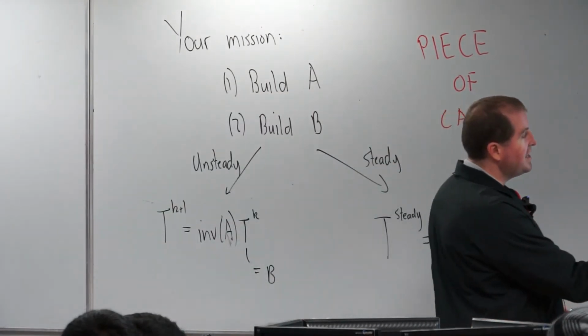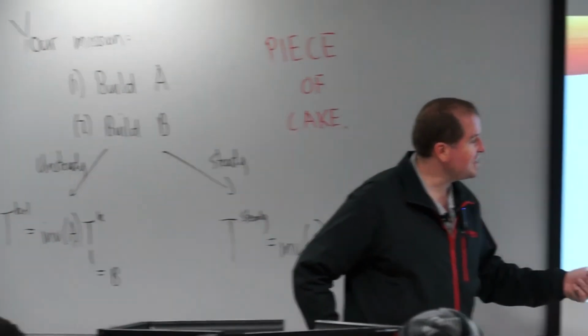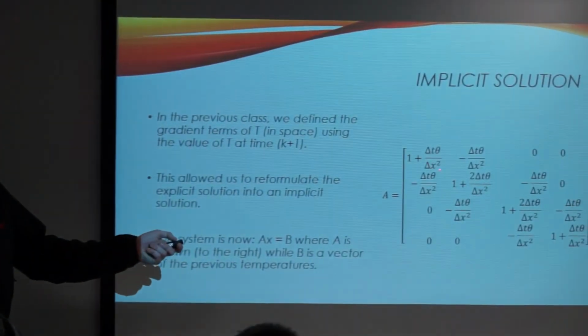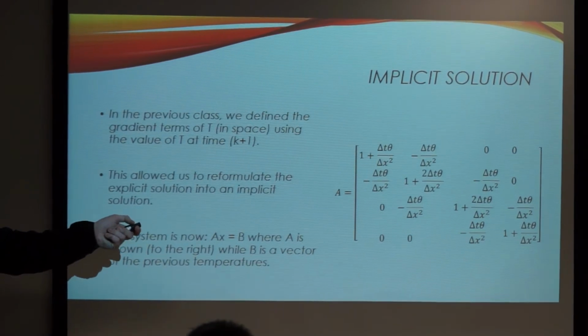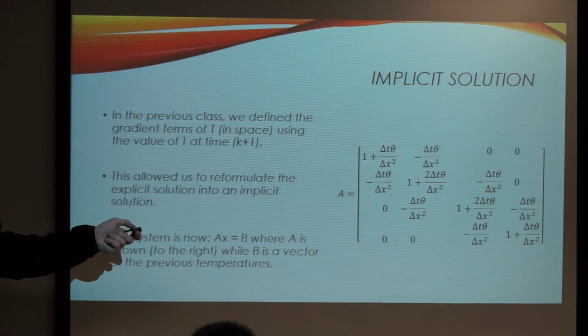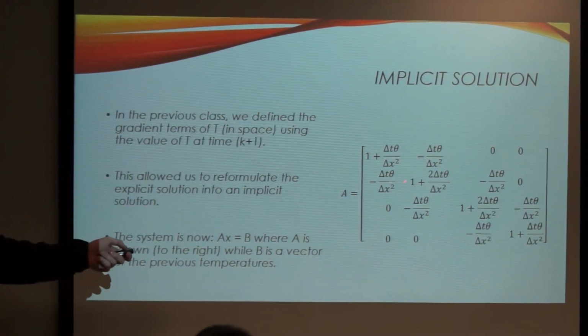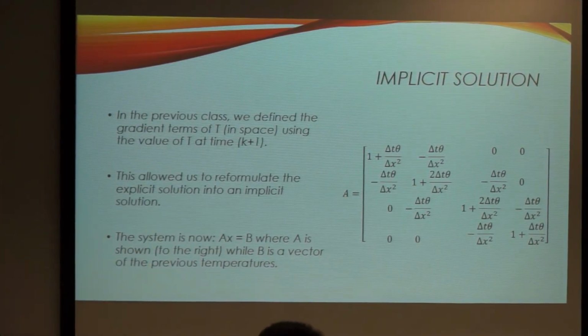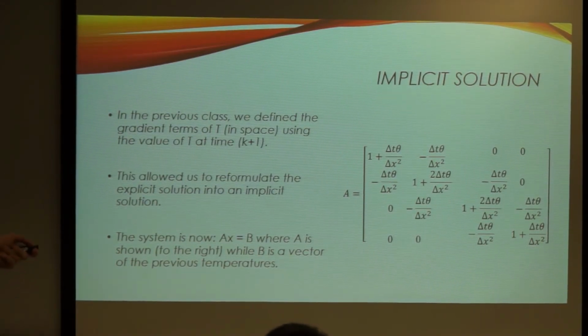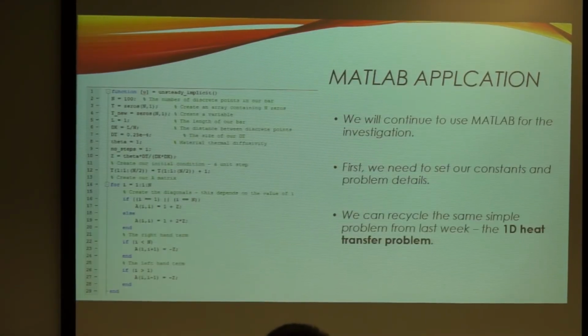Have a look at our A matrix for the unsteady problem. We can see that we're going to have the same diagonal terms, 1 plus the CFL number, a single CFL number if we're using a Neumann boundary condition, or 2 of these CFLs if we're not, and we have negative CFLs either side. So this allows us to formulate the explicit solution as an implicit solution, and we're solving the AX equals B system.